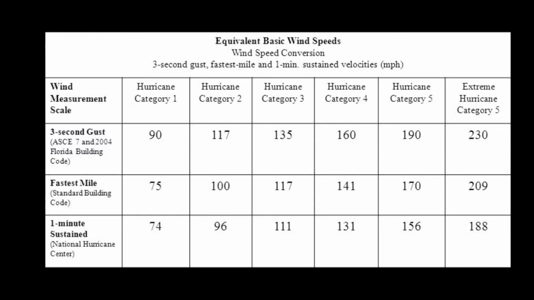Gusts are always higher than the sustained winds. And different practitioners choose different input metrics into their models, estimates of gusts or estimates of sustained wind, usually either 1 minute for sustained or 3 seconds for gust.